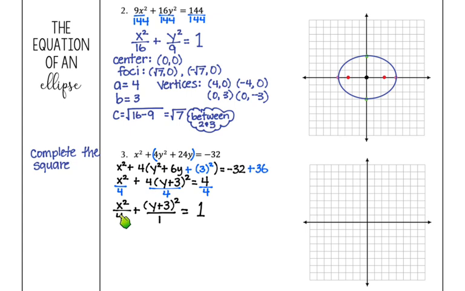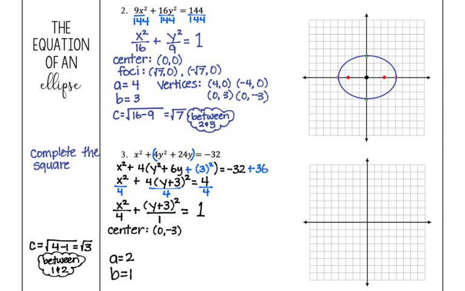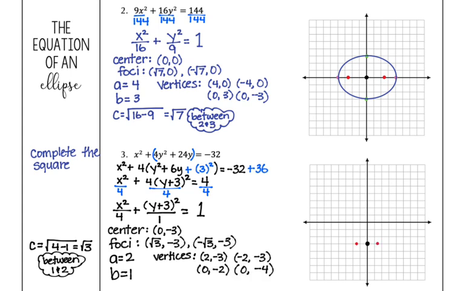So the larger denominator is under the x. This is horizontal. I'm going to be going 2 units to the left and right of the center. The denominator for the y is 1, so the square root of that is 1. So I'm going to go up and down 1 from the center. The center is, what am I subtracting? I'm subtracting nothing, so 0, and I'm subtracting negative 3. So I have a center of (0, -3). I have my a and my b. My c is between 1 and 2. And I go ahead and I start putting my points in and then draw my ellipse.